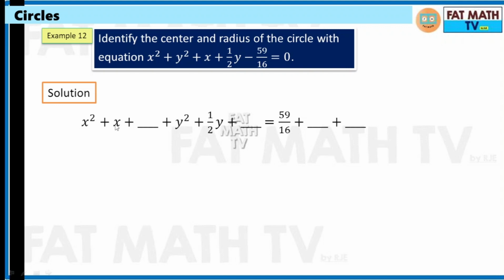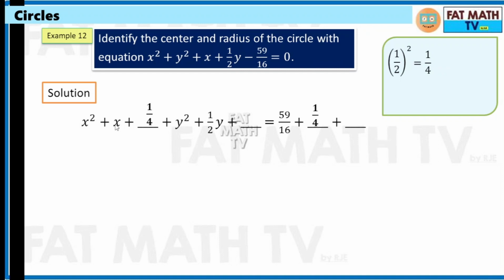What is half of 1? Half of 1 is 1/2. 1/2 squared is 1/4. So add 1/4 to both sides of the equation. In this case, what is half of 1/2? Half of 1/2 is 1/2 divided by 2, or that is 1/2 times 1/2. That is 1/4. And 1/4 squared is 1/16. So add 1/16 to both sides of the equation.